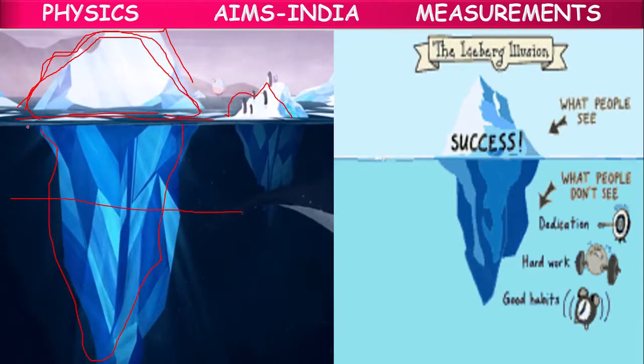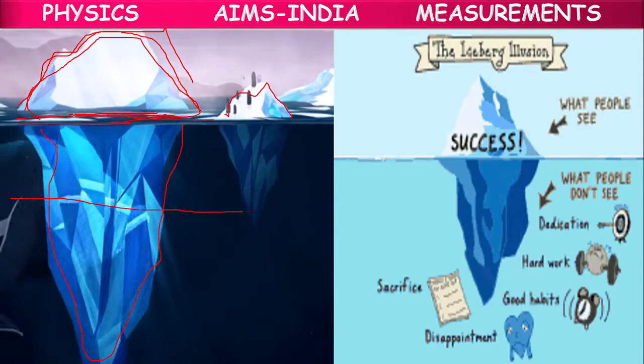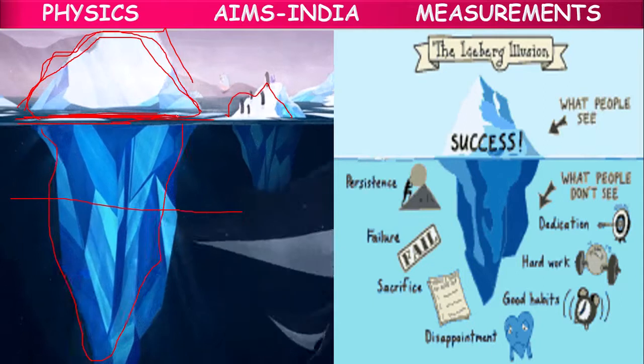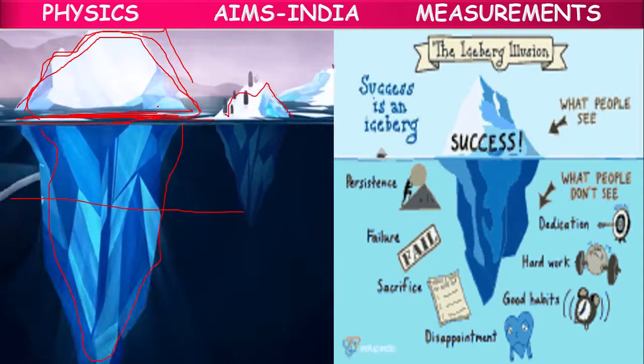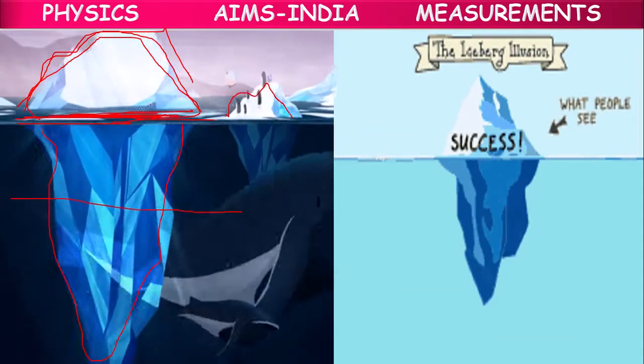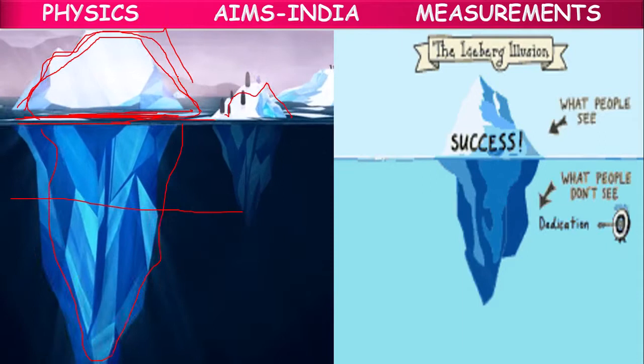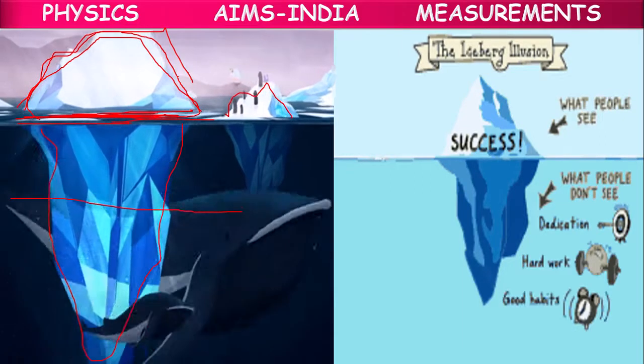Here also the base of the iceberg is more, so that's why upthrust is increased and becomes equal to the weight of the liquid, so that's why it is floating.